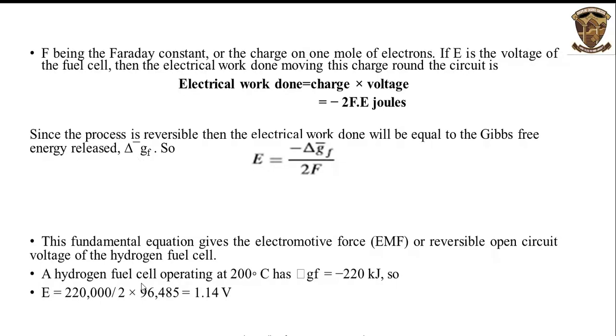A hydrogen fuel cell operating at 200 degrees Celsius has delta Gf equal to minus 220 kilojoules. So E is equal to 220,000 divided by 2 times 96,485, which is equal to 1.14 volts. So E is equal to 1.14 volts. This is basically the EMF of the fuel cell, or the voltage of the fuel cell.